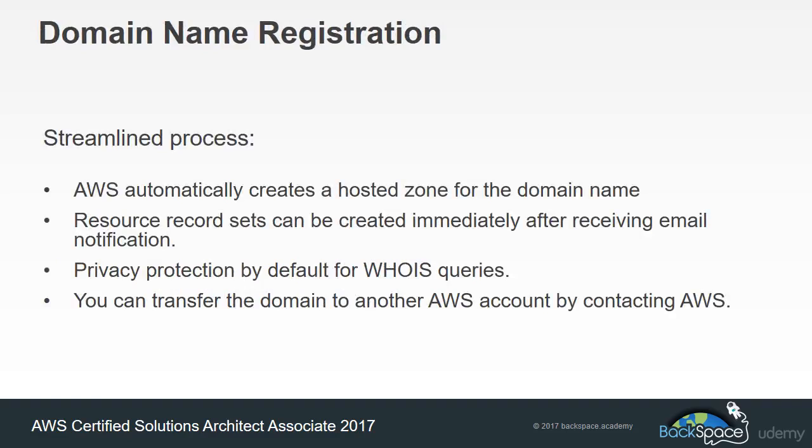The domain name registration service, I'd thoroughly recommend that you use that if you're going to be purchasing a domain name. AWS's prices are very reasonable, and it certainly does create a very streamlined process. AWS automatically creates a hosted zone for the domain name, and the resource record sets can be created immediately after you've received your email notification of your domain name registration. Privacy protection is implemented by default for Whois queries, and you can transfer the domain to another AWS account simply by contacting AWS.